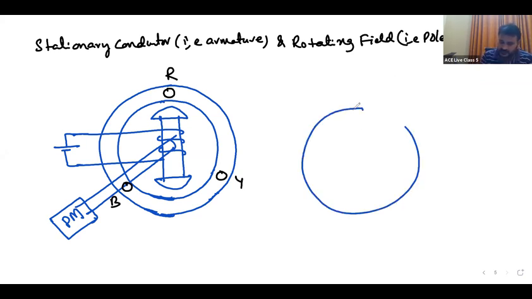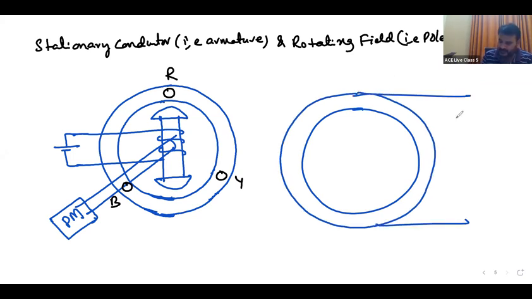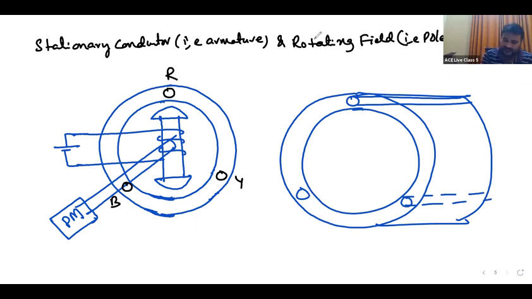This is the stator core. There are three phases I am taking, R phase, Y phase, B phase. But how can they be kept? Slots will be there, and in them we will keep the conductors. Of course, so many coils will be there and distributed, but just for example, to begin with, I am taking only one conductor for the R phase.